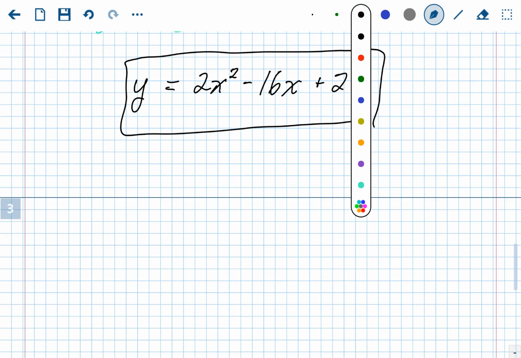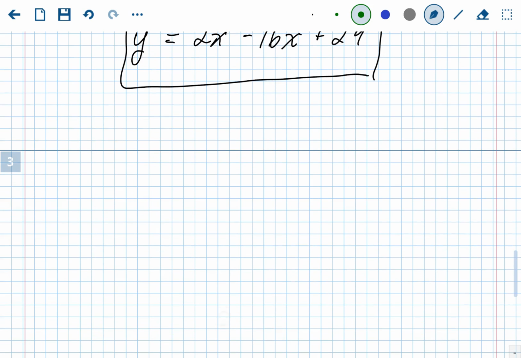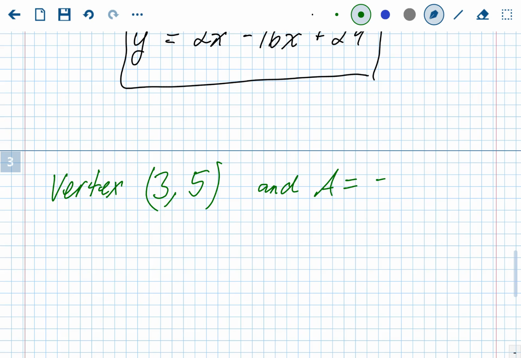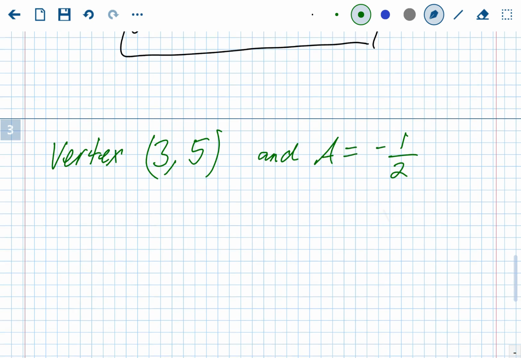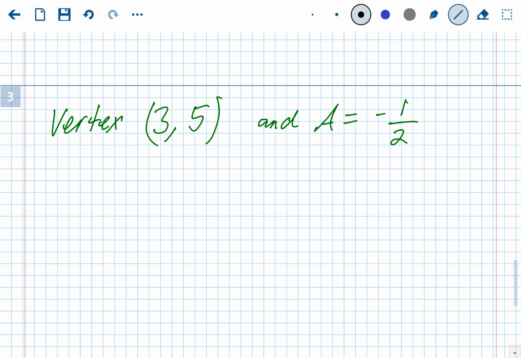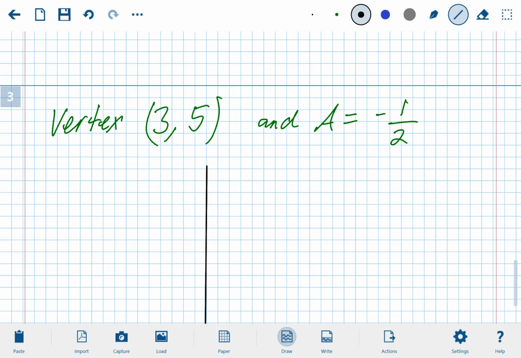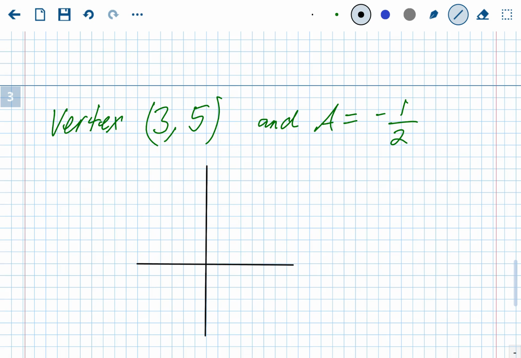Okay. We'll just do one more graph. Say we have a vertex of 3, 5. And an a value of -1/2. We're going to graph that. Again, we're not given a lot of information, but we do know the vertex. We can graph the vertex over 3 up 5.